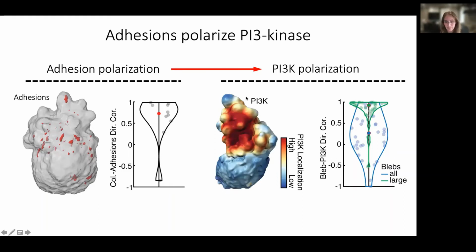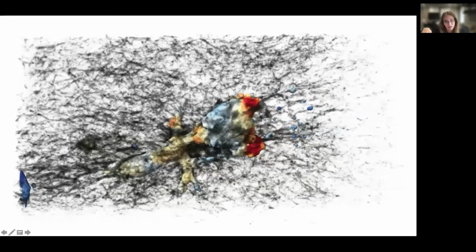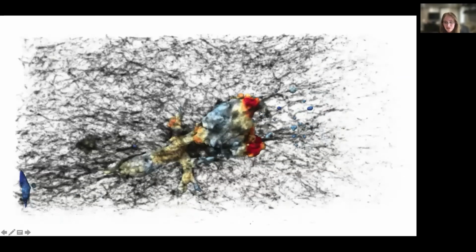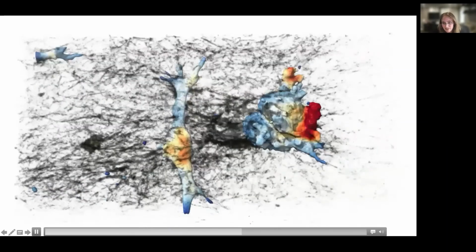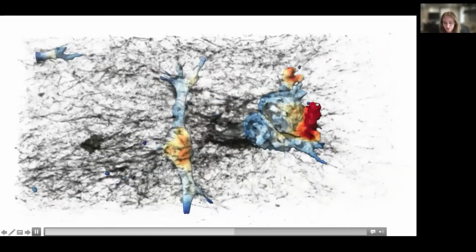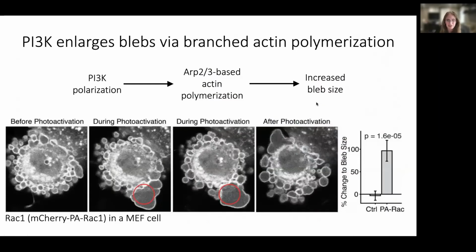Right, so there's high PI3 kinase signaling at the cell front. And you can see that is consistent with what we see. There's a blebbing cell migrating in the middle there. It's a little hard to see, but there is more PI3 kinase at the front. And that PI3 kinase in turn enlarges blebs via branched actin polymerization, which we still don't understand how that works, because given what we know about blebs, that should not happen, but nonetheless it does.